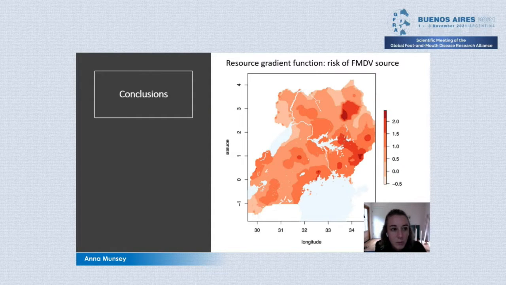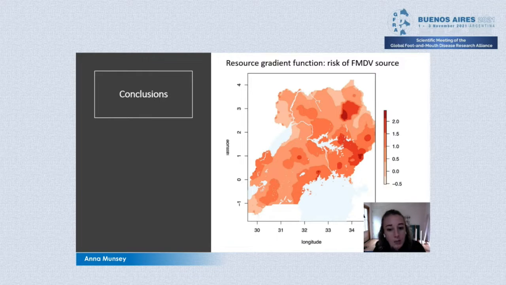Utilizing the results from our resource gradient function model, we assembled this map that depicts the qualitative risk of an area being classified as a source of FMD serotype O based on this analysis. So FMD in this case is likely to disperse along the red gradient, where higher values represent a higher likelihood of being a source of FMD, so classified as a branch start location under this model.